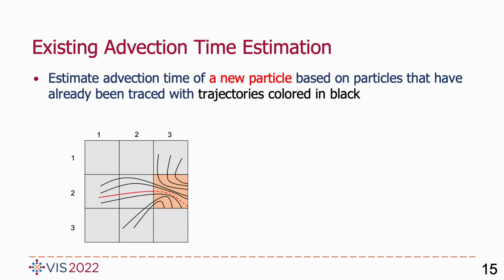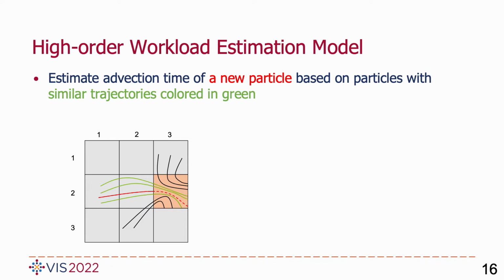To estimate the advection time of a new particle colored in red within a data block, previous researchers usually used the average time of all those black particles that have already been traced within this data block. In our study, we take advantage of the similarity between particles' trajectories. Due to the data continuity in space and time, the green particles with similar trajectories usually also have similar advection time within the data block.